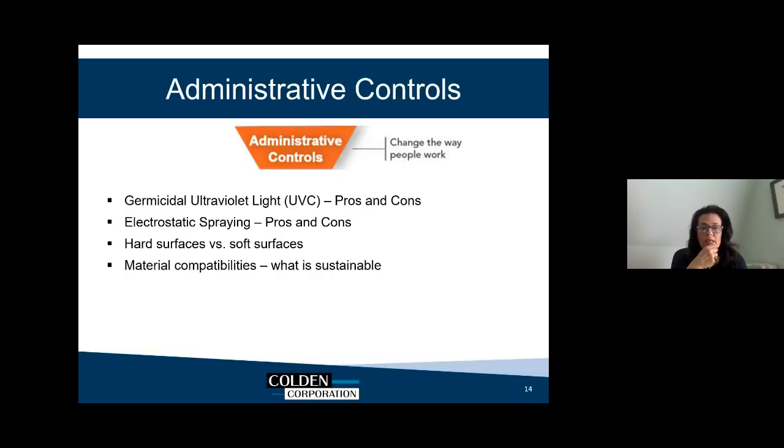And then material compatibilities. Dilute bleach solution is great. It's going to kill a lot of things. It's also going to disrupt a lot of surfaces. It'll pit stainless steel in the long run. So just make sure you're thinking about those things in sustainability. We're not going to be out of this anytime soon, so whatever you're doing has got to be repeatable.